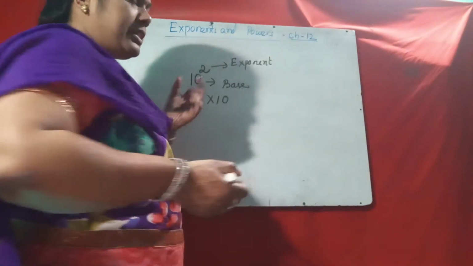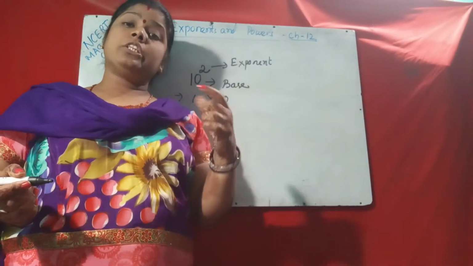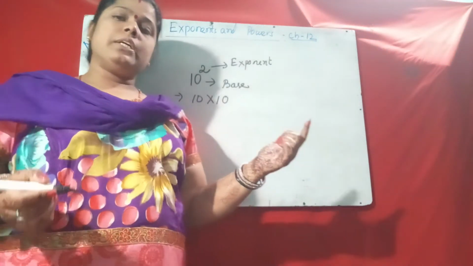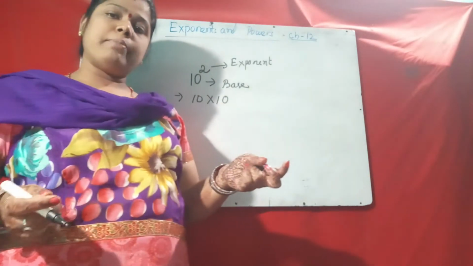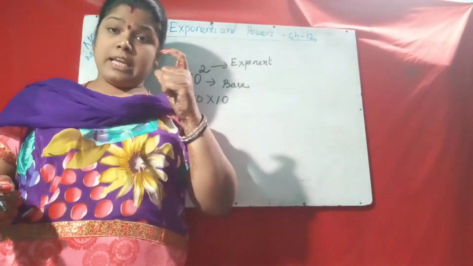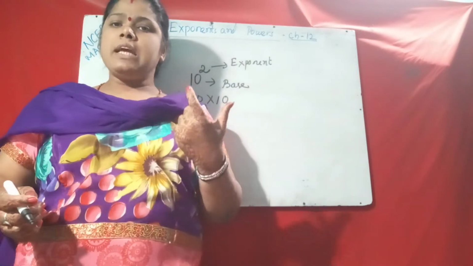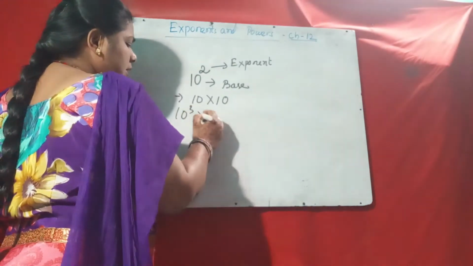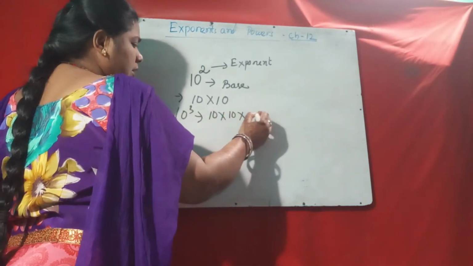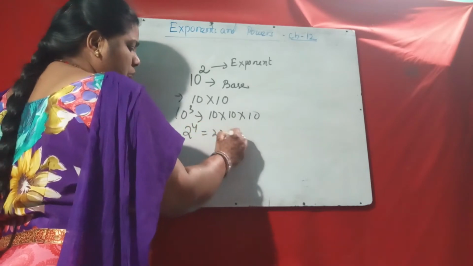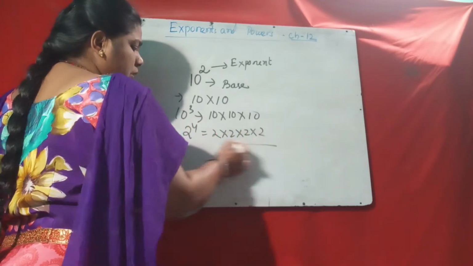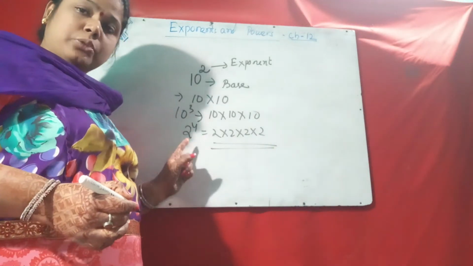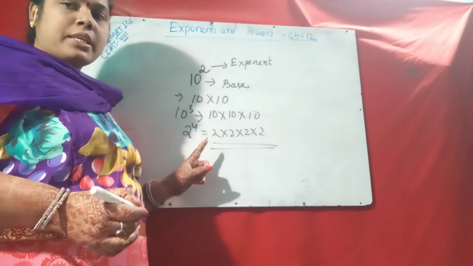The number of times the base is multiplied is the exponent. In standard 7 you read about positive exponents. 10 to the power 2 is 10 into 10. 10 to the power 3 means 10 into 10 into 10. Or 2 to the power 4 is 2 into 2 into 2 into 2, where you multiply 2 four times. So 2 raised to the power 4: here 2 is the base and 4 is the exponent.